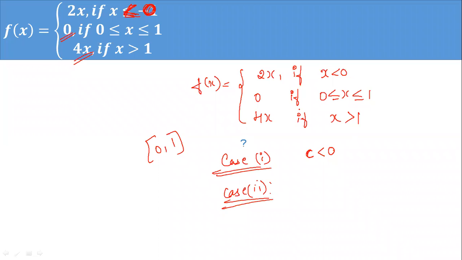So what is the second case? At C is equal to 0 you have to check. Okay, at C is equal to 0 you have to check.